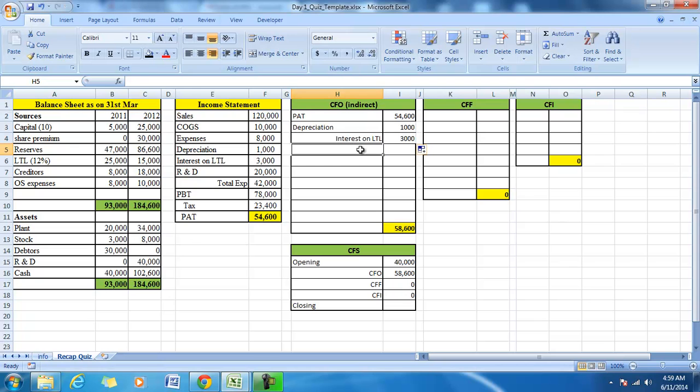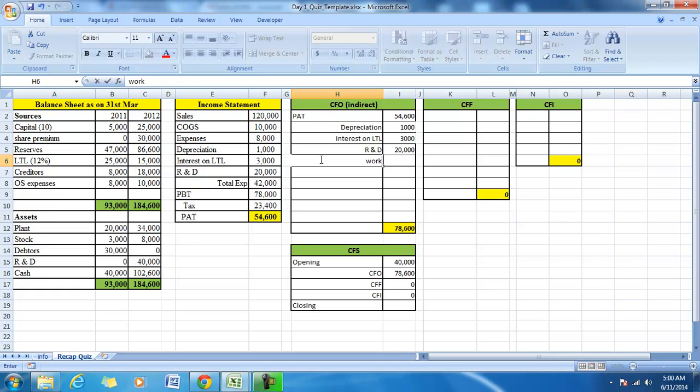Then the amortization of R&D is non-operating as well as non-cash, so we add back the amortization of R&D. The change in the working capital is the next item.